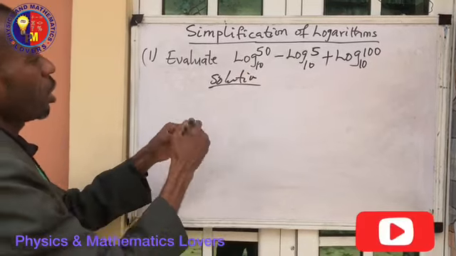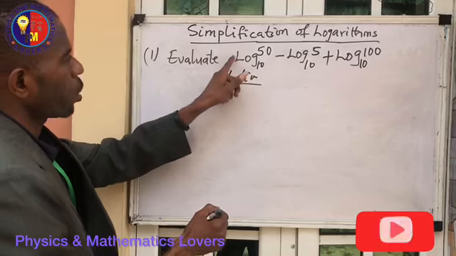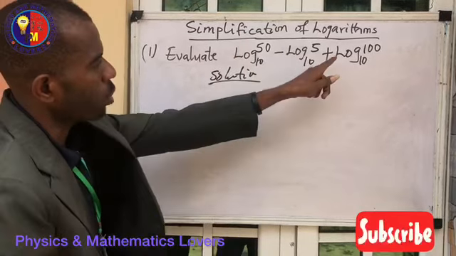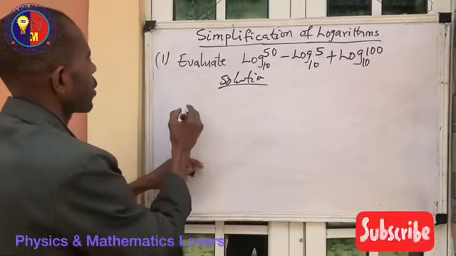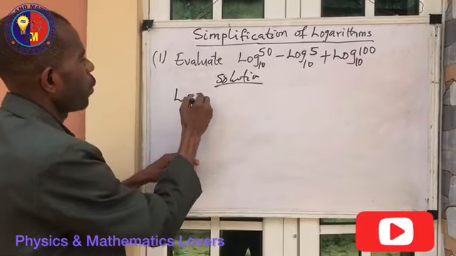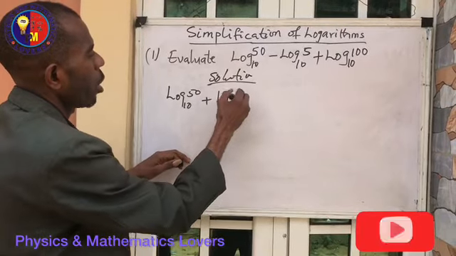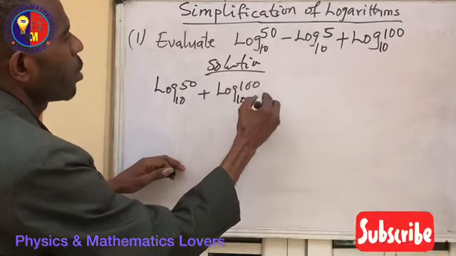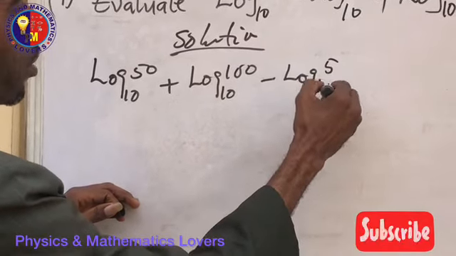Now look at what is happening here. Let's rearrange. This log 50 to base 10 here is positive. Collect the like terms. Look at this other log here, this one is also positive, so we move this one together. You write log 50 to base 10 plus log 100 to base 10 minus log 5 to base 10.